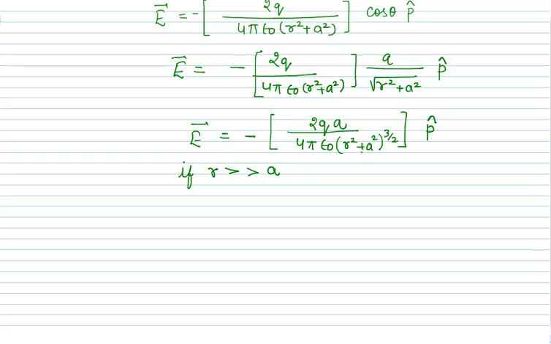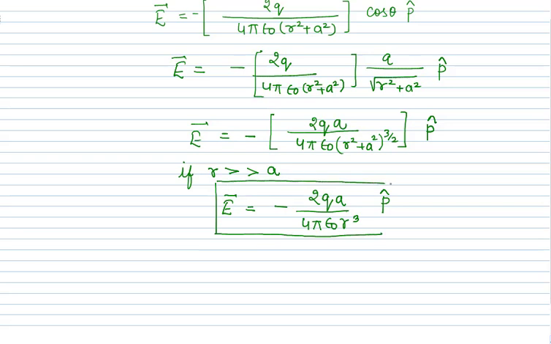So the total electric field E may be written as E is equal to minus 2qa upon 4 pi epsilon naught r square to the power 3/2. So 2 cancels out. So this is 4 pi epsilon naught r cube and the direction is p cap. So in this condition, when r has a very large value in comparison to a, our expression for total electric field comes out to be minus 2qa upon 4 pi epsilon naught r cube and the direction is p cap.